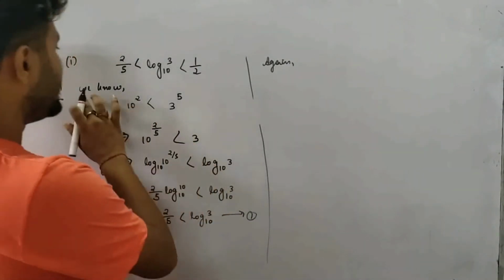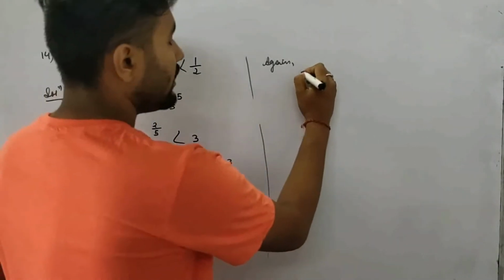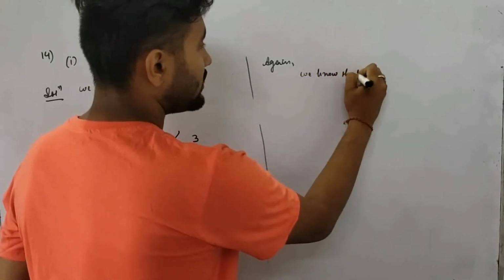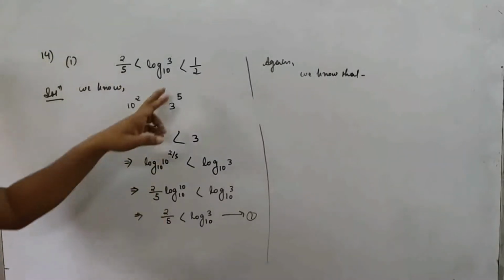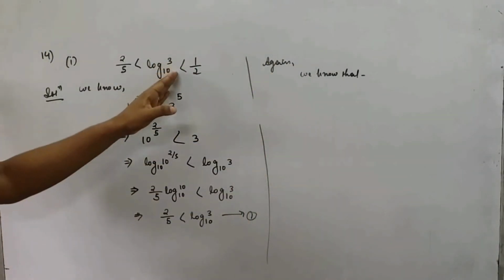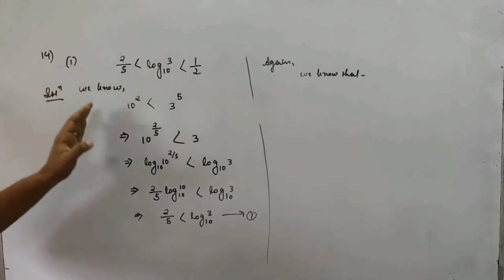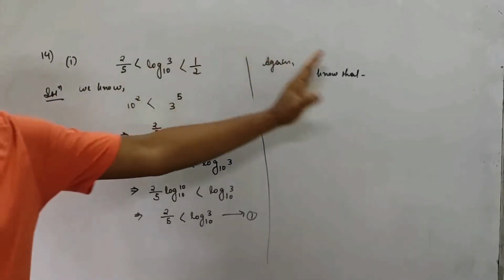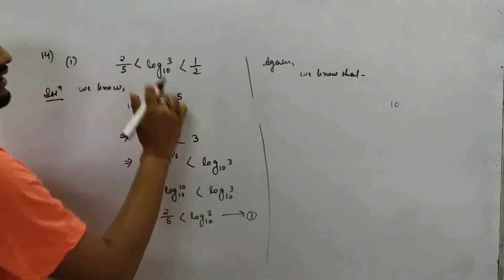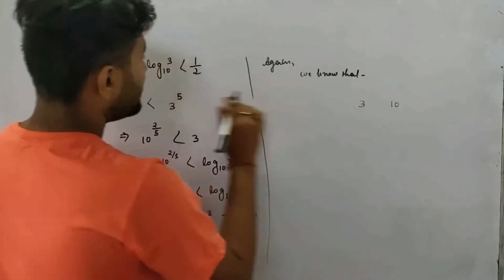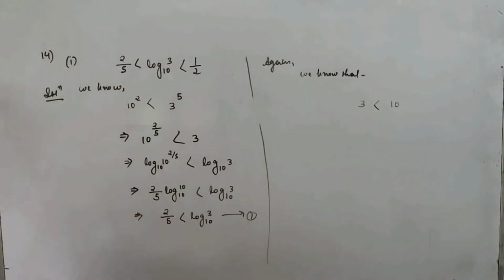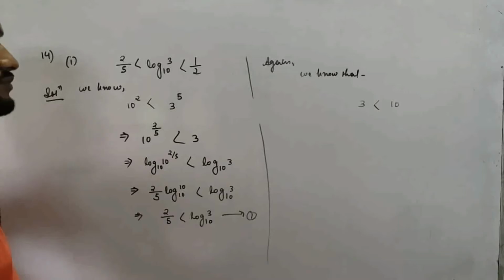Again we know that, again, okay, this time 10 you will write that side. The 10 was this side first time. This time the 10 will go that side. Okay, 10 you will write this side, 3 you will write this side, less than is there, so you give less than.